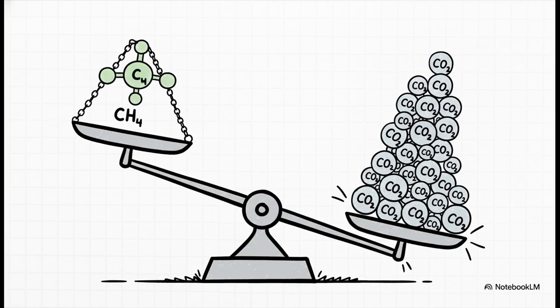And look at that result. It's pretty dramatic. That half a kilogram of methane, once you multiply it by its GWP of 28, has the same warming effect as over 15 kilograms of CO2. That just shows you the incredible power of that GWP multiplier. Venting is, without a doubt, a massive source of climate impact.